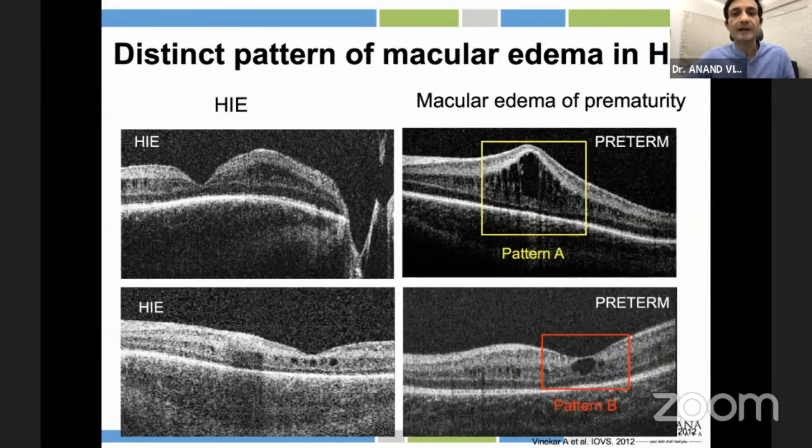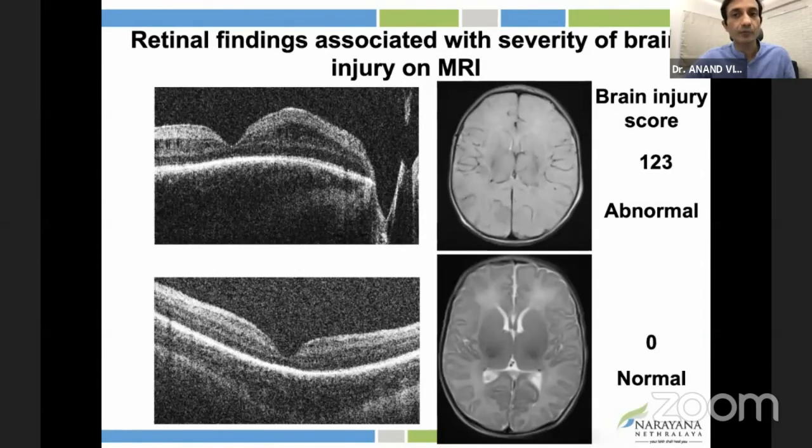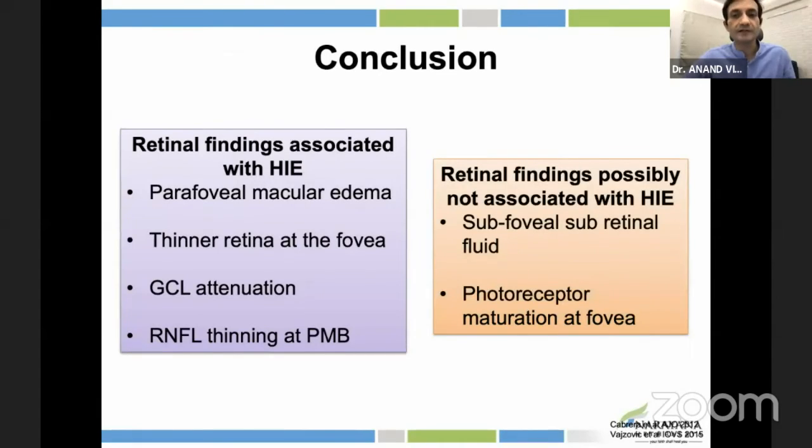So there are these patterns now, and this is being correlated with MRI findings in the brain, for hypoglycemia, for birth asphyxia, for hypoxic ischemic encephalopathy. And this summarizes the changes that you find in OCT with HI and those that are not with HI.